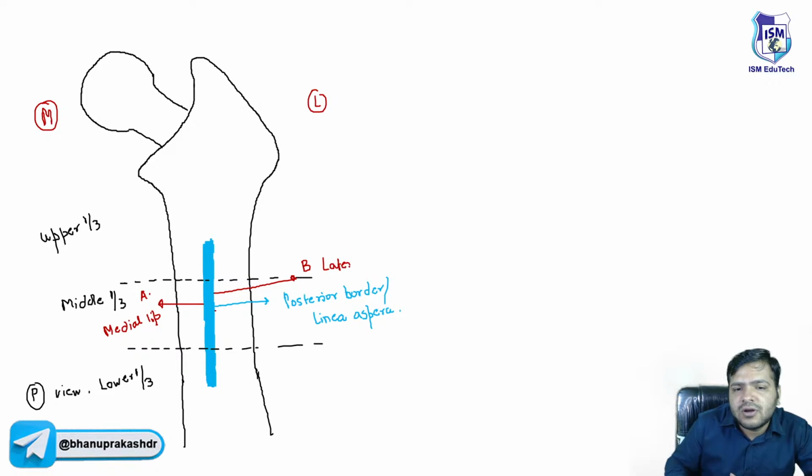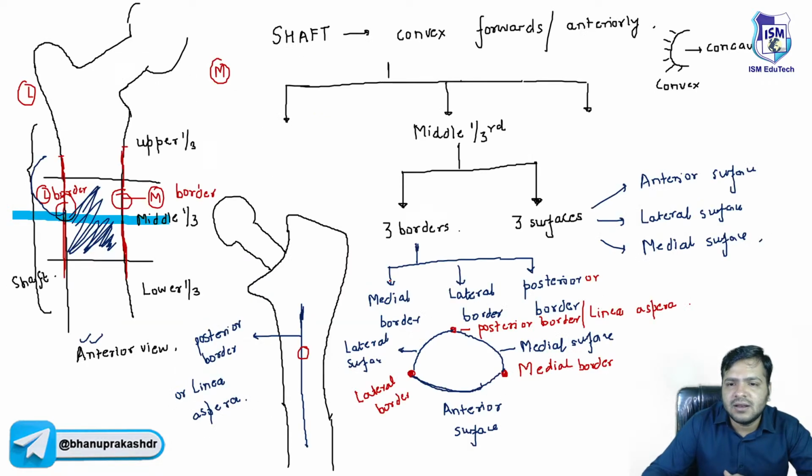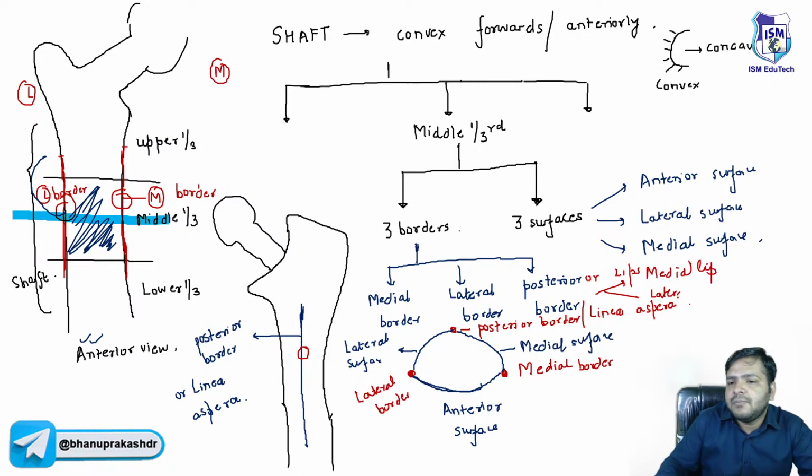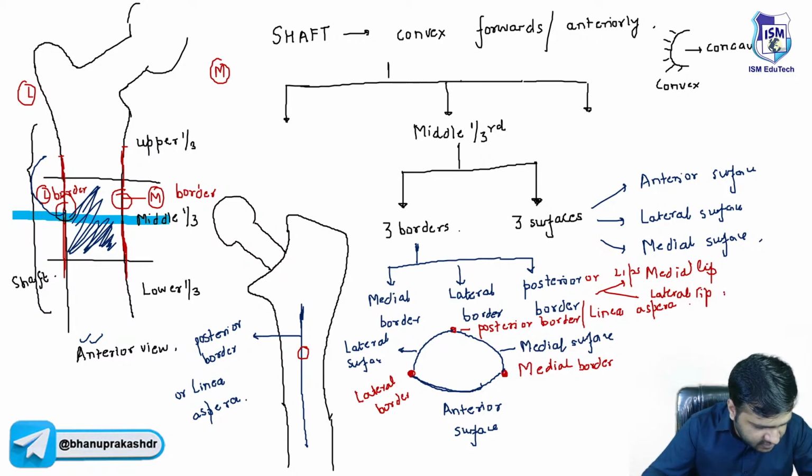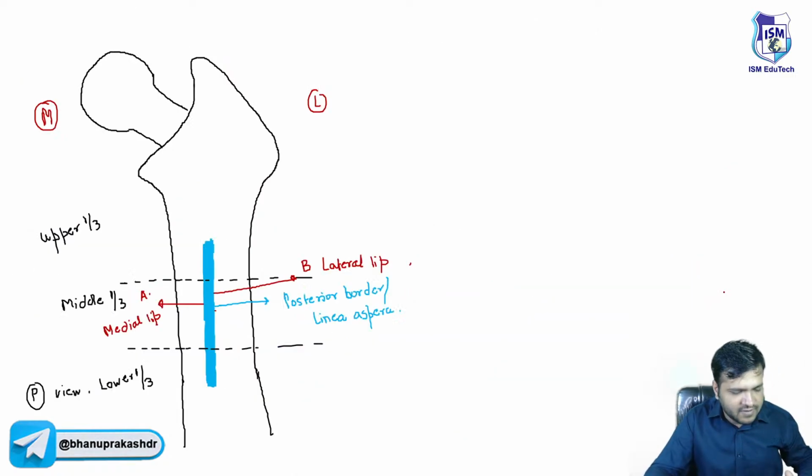So the posterior border has two lips, the medial lip and the lateral lip. Add this to your flow chart, beta, that the posterior border has two lips: medial lip and lateral lip. Yes, everyone is right.